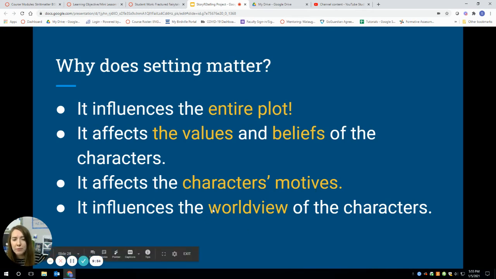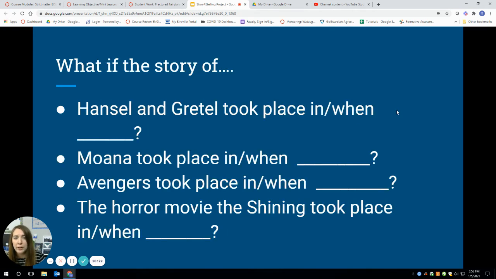It also is going to influence the worldview of the characters. Your worldview is how you perceive the world. Is the world a dangerous place because you grew up in war-torn China? Or is the world yours for the taking because you grew up in the 1920s in America? Or is the world hopeless because maybe you grew up in Germany right at the end of World War II, where everything just looked terrible for you. So that affects your whole perspective on life.